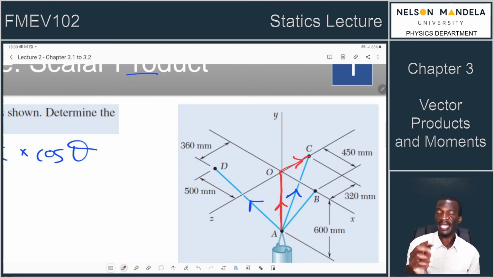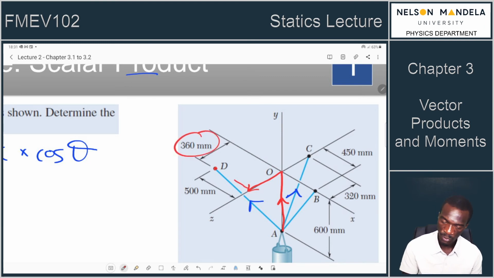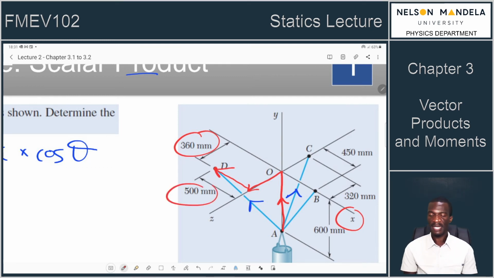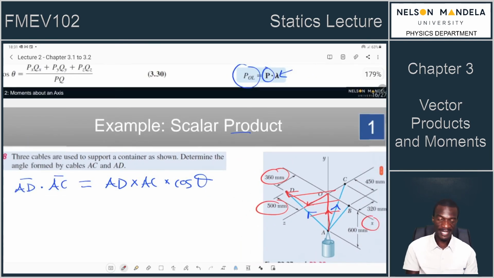But we want the angle between that AC and this other troublesome vector, which is AD. For you to get to point D, you need to move vertically in the j direction. Then you need to move in the z-axis up to that point, 360 millimeters. Then you need to move in the negative x-axis by 500 millimeters. So for you to find the angle between them, rather use the math. So this is the math.